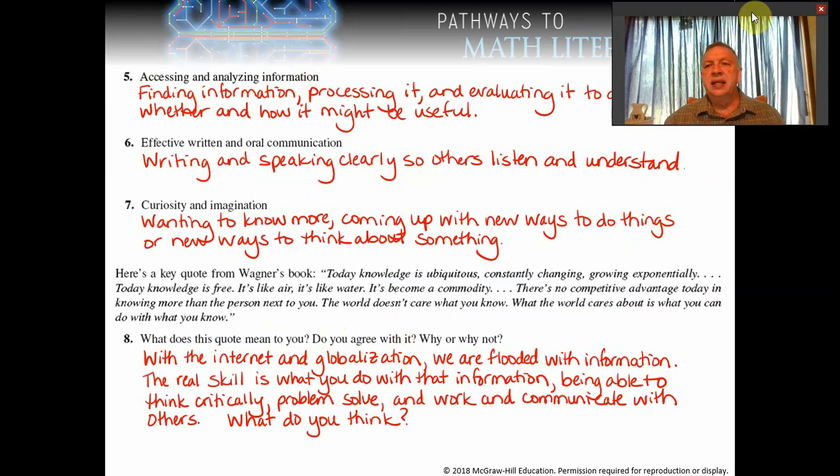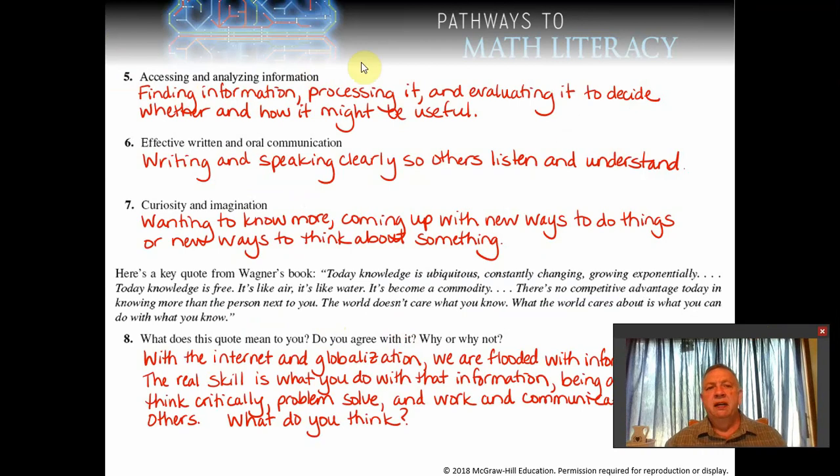Assessing and analyzing information. Finding the information, processing it, and evaluating it to decide whether and how it might be useful. Throughout this course, we're going to be pulling down data, maybe simplifying it using some statistics, and then evaluating what that means. Effective written and oral communications. It's a true skill, and you should always strive to be better at writing and speaking clearly.